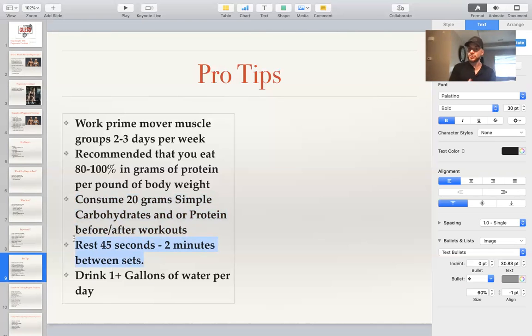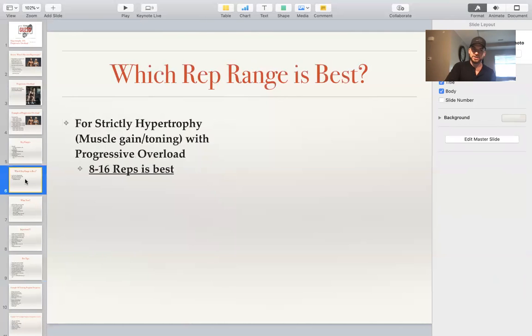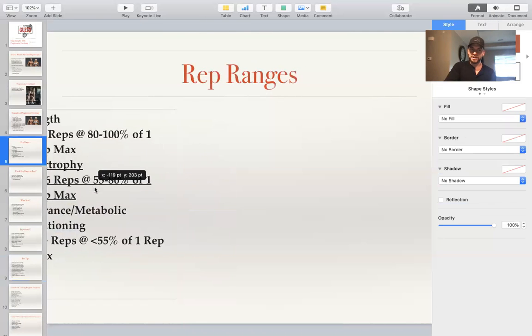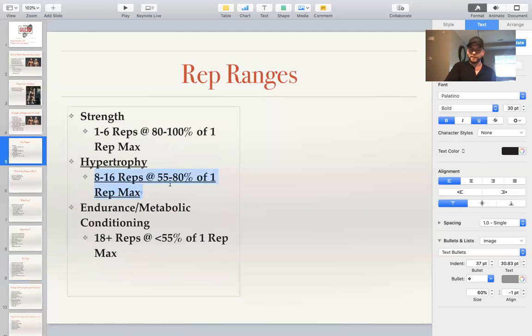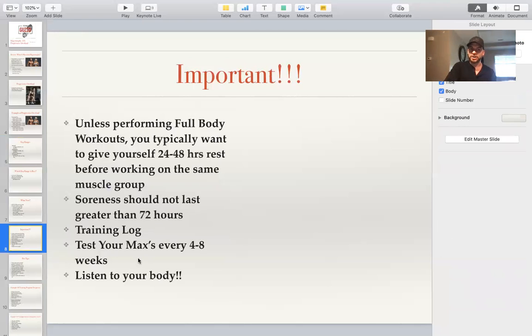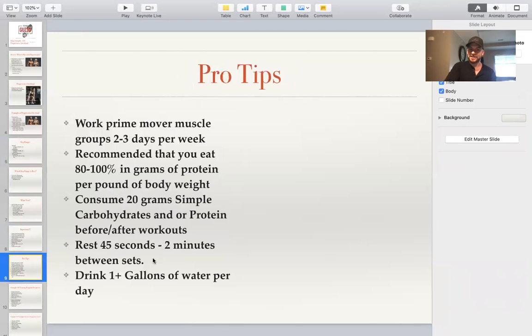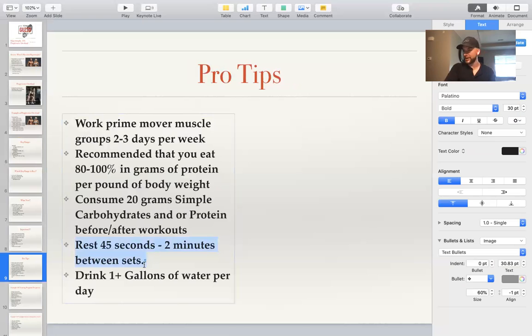And what ends up happening is you're not going to be able to do 55 to 80% of your 1 rep max 8 to 16 times with good form, because you're going to be so exhausted because you haven't had the proper rest time. So you want to make sure you rest properly.